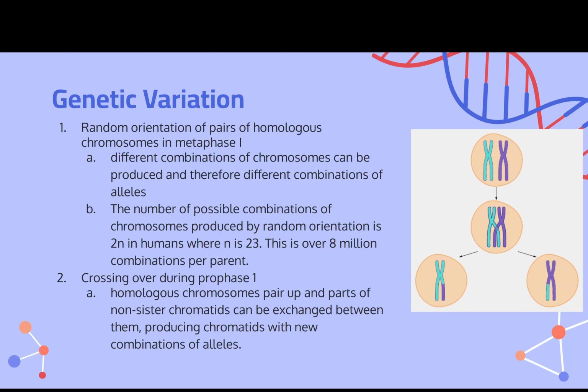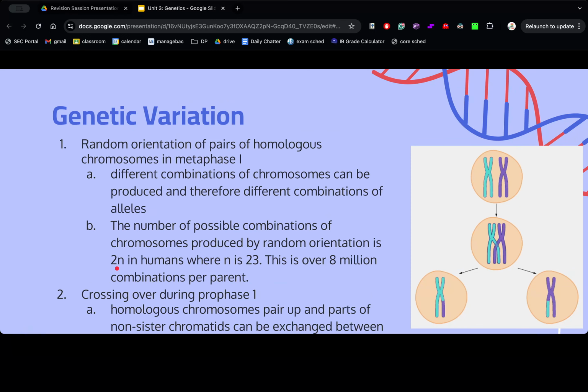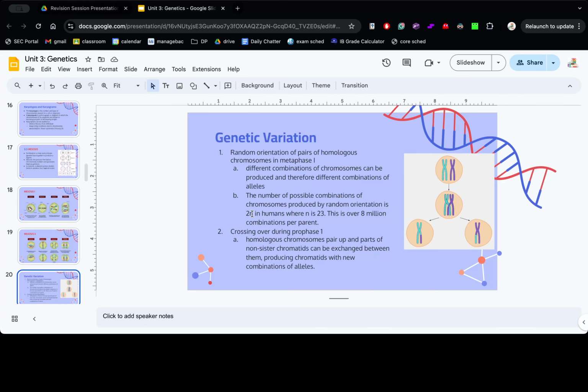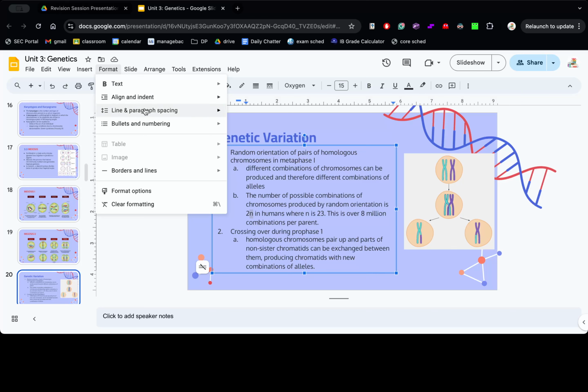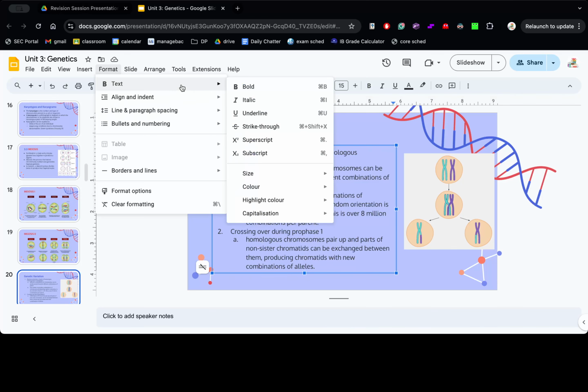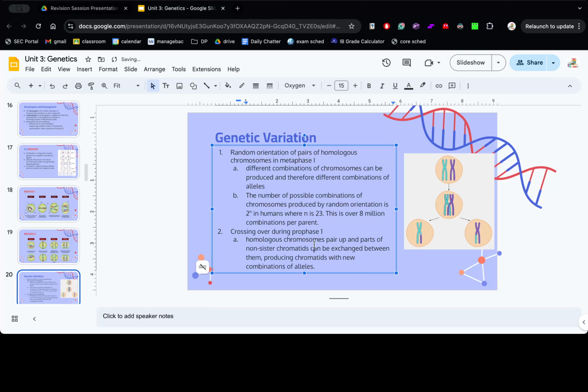The number of possible combinations of chromosomes produced by random orientation is 2 to the power n in humans, where n is 23. Which means that should say 2 to the power n. Hold on, I'm going to fix that, because then I'm going to forget that I didn't fix it.